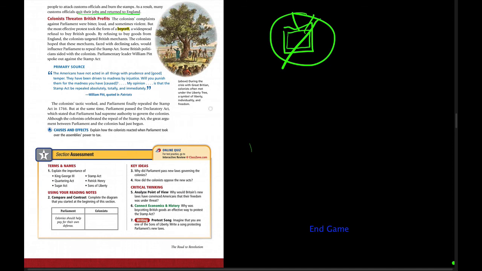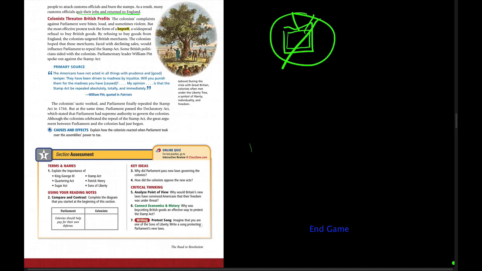By refusing to buy goods from England, the colonists targeted British merchants. The colonists hoped that these merchants, faced with declining sales, would influence Parliament to repeal the Stamp Act. Sometimes, some British politicians sided with the colonists. Parliamentary leader William Pitt spoke out against the Stamp Act.